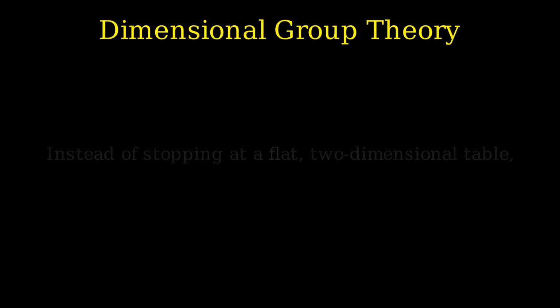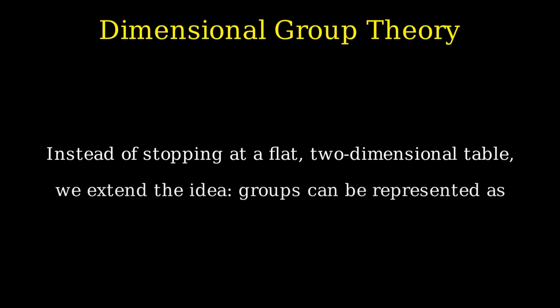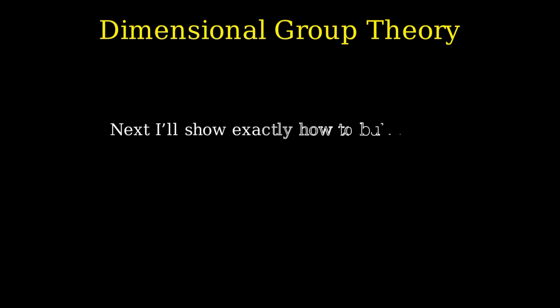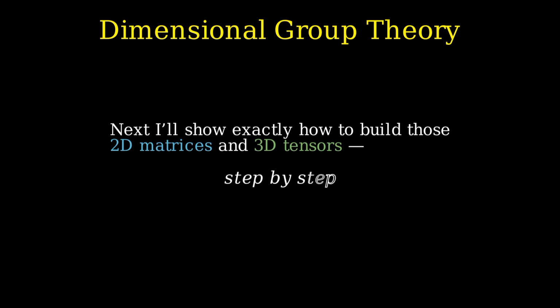Dimensional group theory. Instead of stopping at a flat two-dimensional table, we extend the idea. Groups can be represented as dimensional objects. Here's the key mapping. Binary operations give us 2D matrices, ternary operations give us 3D cubes or tensors, and n-ary operations give us n-dimensional hypercubes. Next, I'll show exactly how to build those 2D matrices and 3D tensors.